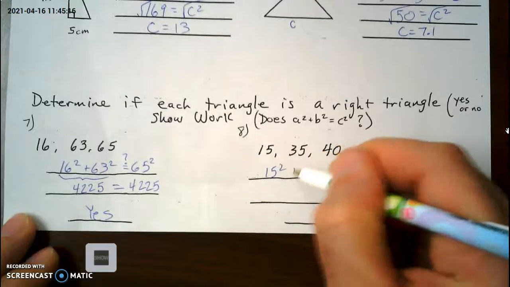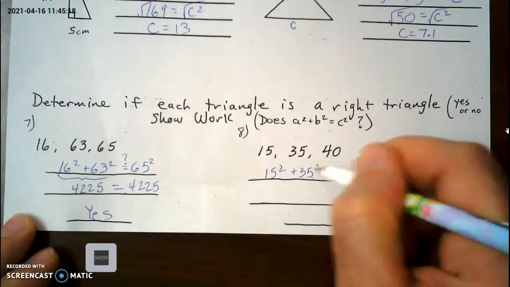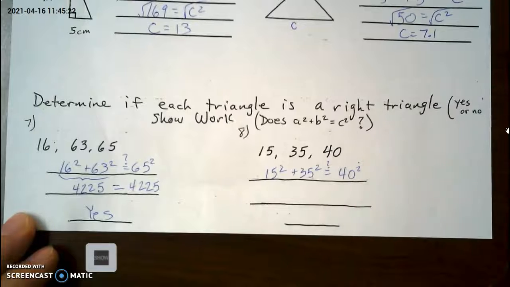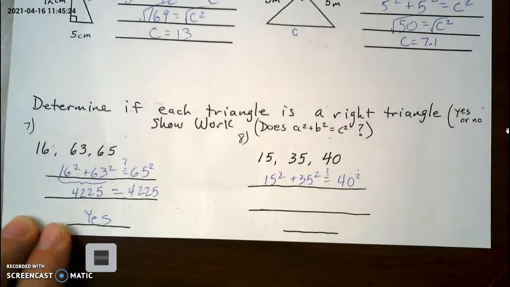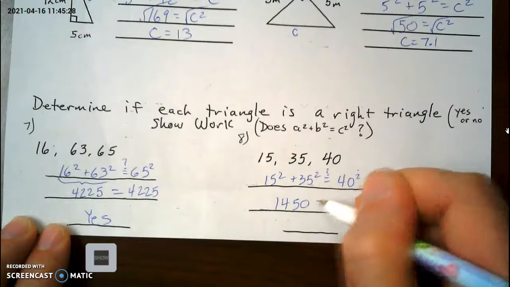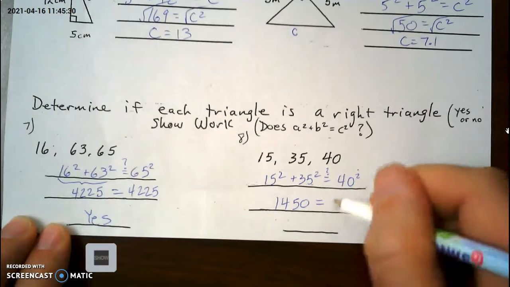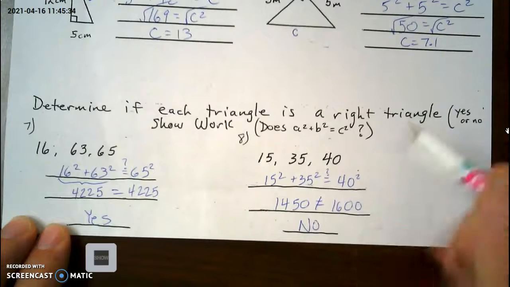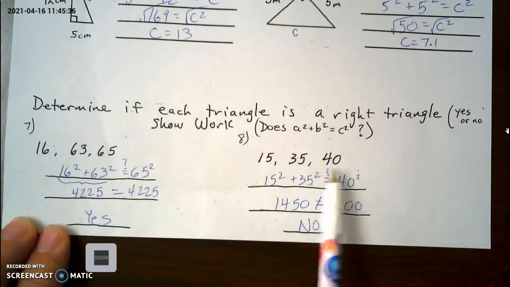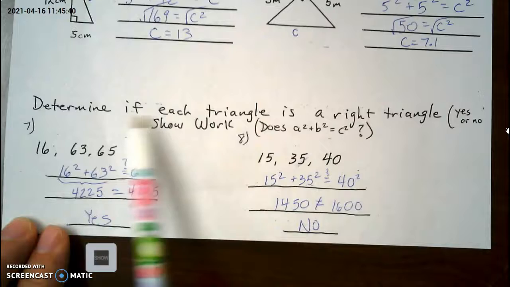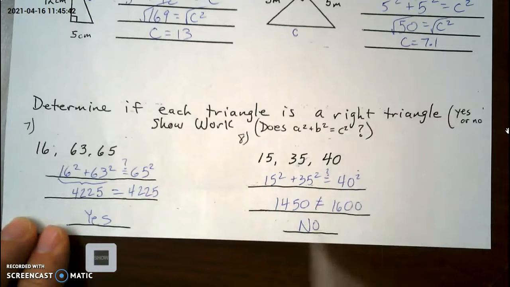So in the same way over here, again, right now it's a question. That's why I'm putting a question mark over the equal sign. You know, is this true? On the left, I get 1,450. On the right, I get 1,600. Well, they are not equal. The answer is no. They might be a different triangle, but they are not a right triangle. That's the question. Determine if each triangle is a right triangle.